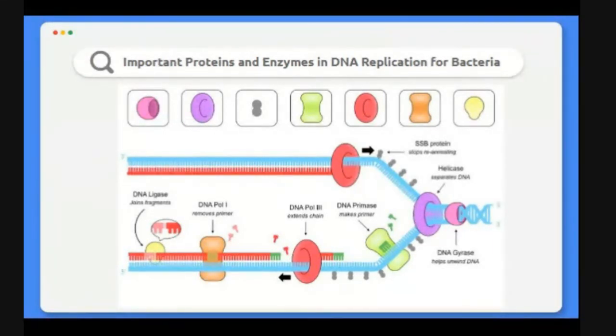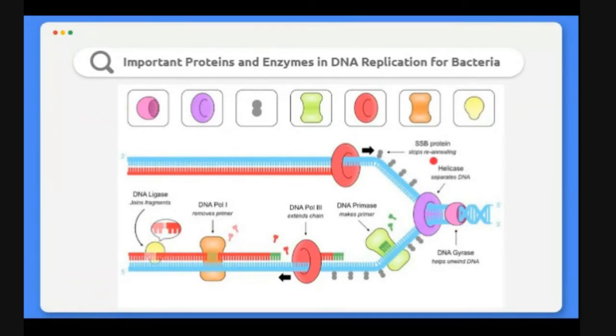Yung next character natin ay yung helicase, itong purple. So, yung helicase mo, yung main role niya sa drama natin ay magse-separate siya ng DNA. Okay? It basically unzips your double-stranded DNA. Sineseparate niya yung dalawang strands. Okay? And yung next character, itong gray na to na bilog-bilog, ay yung SSB proteins or single-stranded binding proteins.